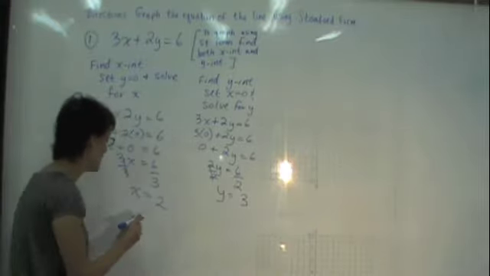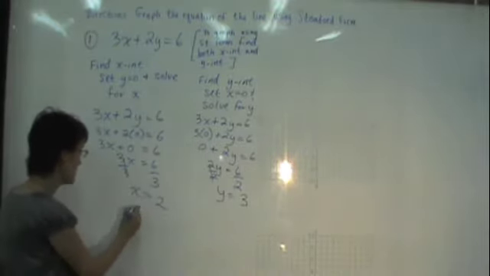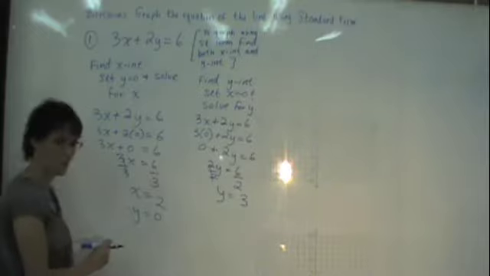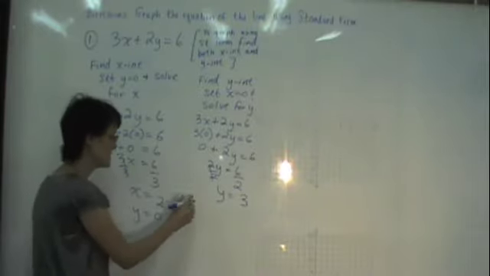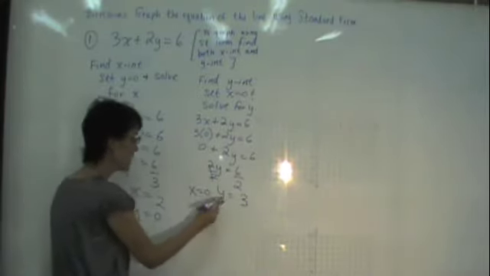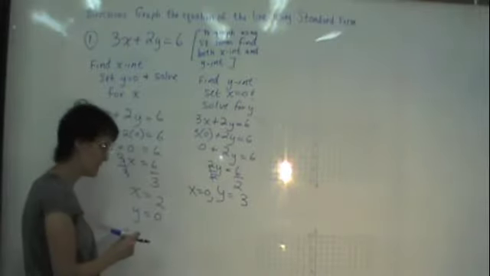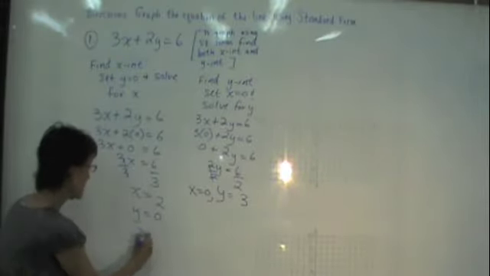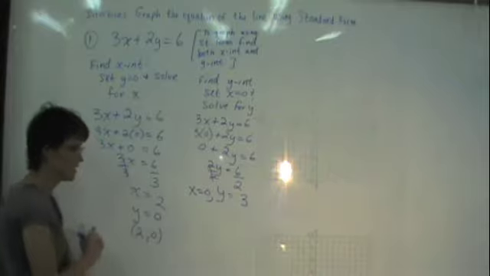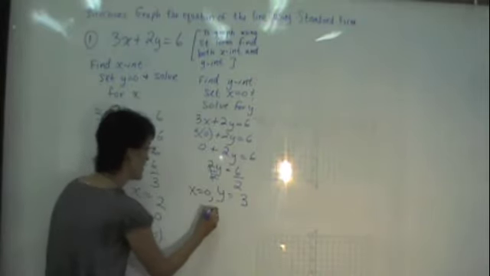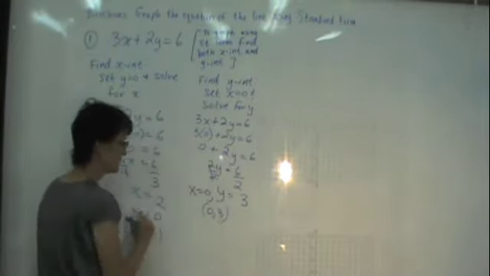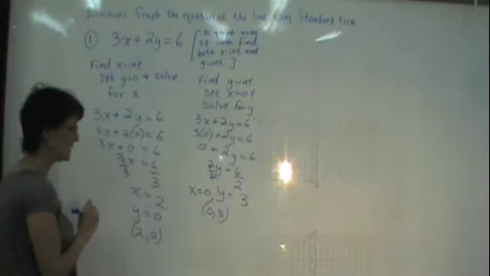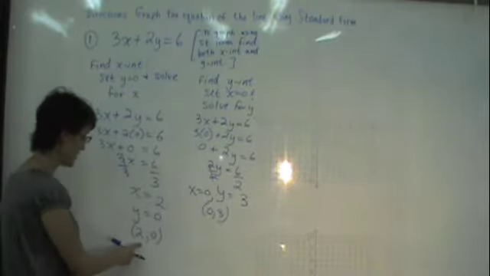Okay? Now, this is x is equal to 2 when y is equal to 0. Okay? And this is x is equal to 0 and y is equal to 3. So, this is the coordinates 2, 0. And this is the coordinates 0, 3. Okay, so these are the points we're going to be graphing. Okay, so let's go ahead and graph this.